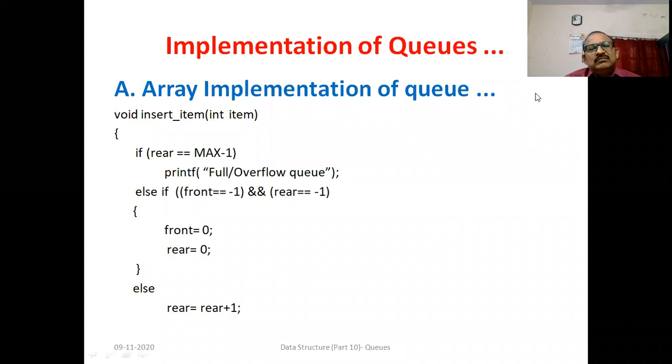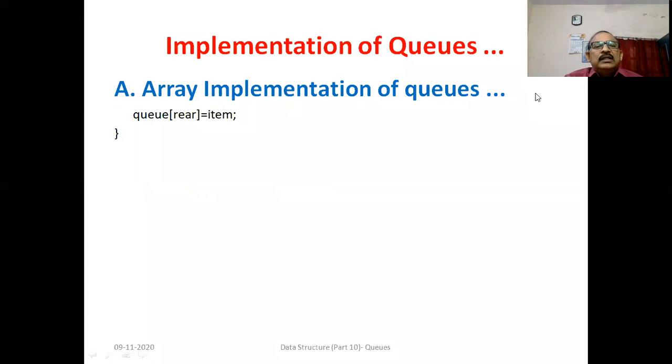Now here you can see the function insert item. It takes a parameter item. First statement: if rear is equal to max minus 1, we simply write a message overflow queue, or you can say full queue. Else if front is equal to -1 or rear is equal to -1, we simply set front equal to 0 and rear equal to 0, as we increment rear by 1. Next statement, q[rear] is equal to item.